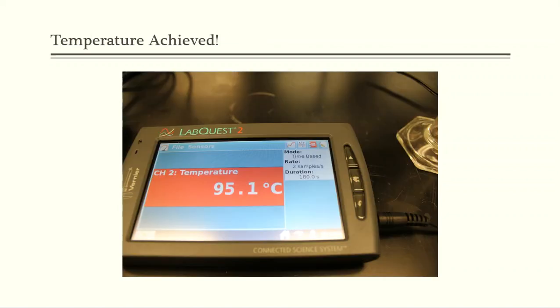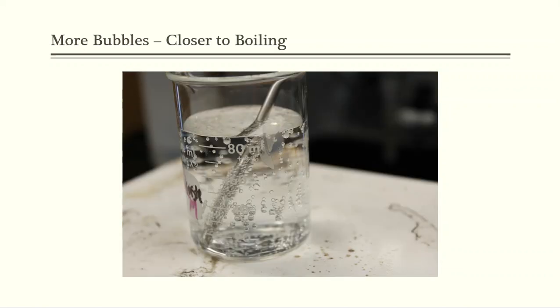So I took a look at my hot plate again. We are now at 95 degrees, and that means that the water is at this point suitable as far as temperature goes. And if I take a look at the beaker, you're starting to see more and more bubbles show up, just like boiling spaghetti water would do. So I'm not at quite 100. I'm not at a boil by definition, but I am super, super close.